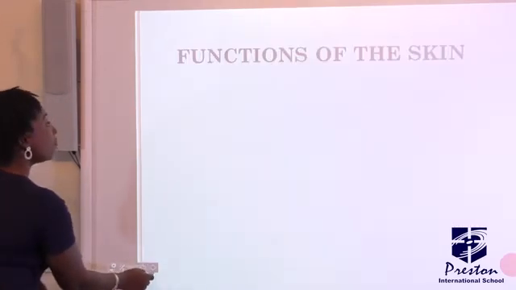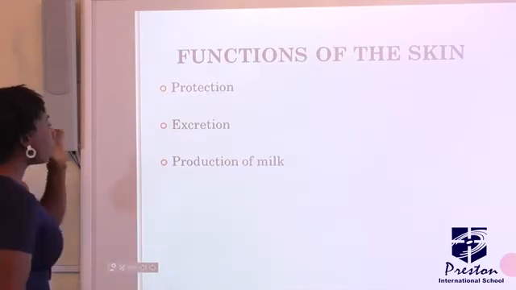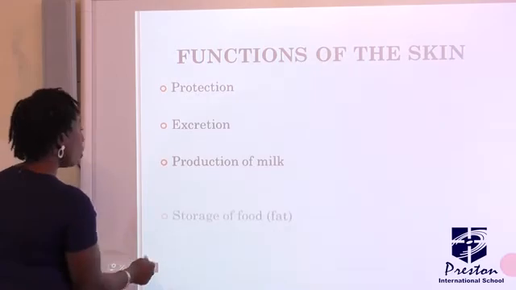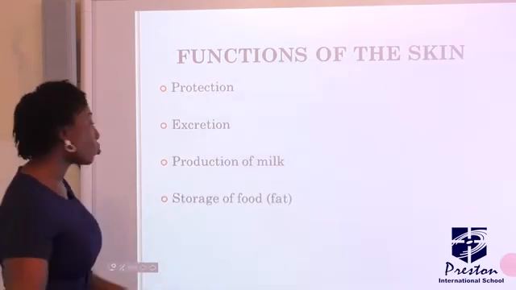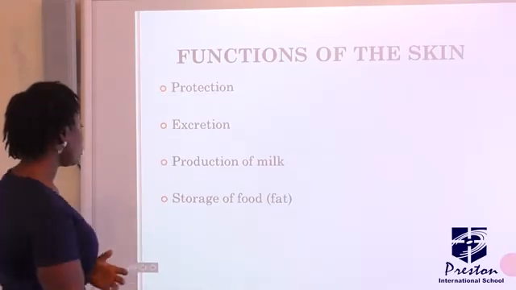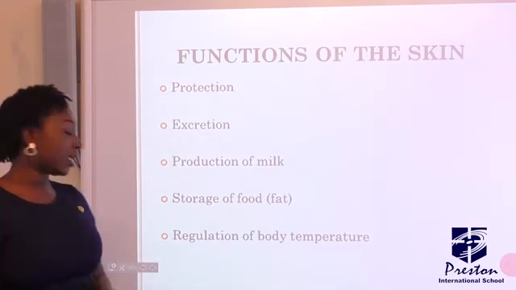Now, functions of the skin. We'll be discussing this in our Google Classrooms. We have protection, of course you can see the skin all over your body for protection. We have excretion, it sends out sweat. Production of milk, that's the mammary gland, the breast, helps to produce milk. Then storage of fats and regulation of body temperature, which I've explained before.